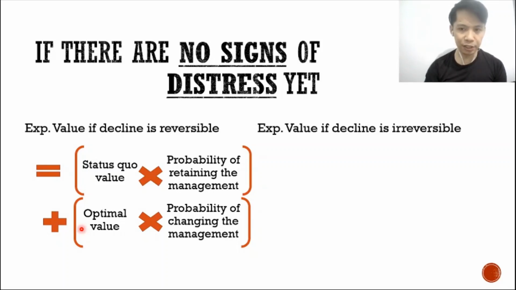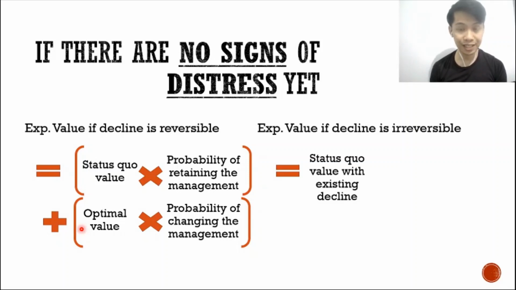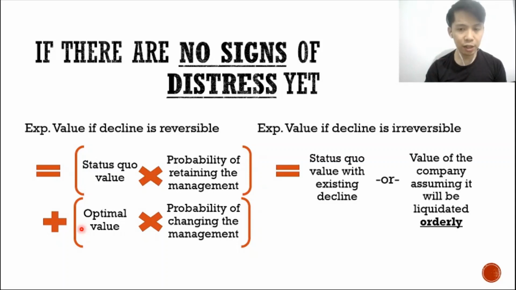What we can do is, number one, we can calculate the value assuming the status quo. The status quo value with the existing decline. So we are going to do discounted cash flow valuation techniques. Take the present value, just assuming that there will be a constant decline of the company's operations. Then, we may also calculate the value of the company, assuming it will be liquidated in an orderly fashion.